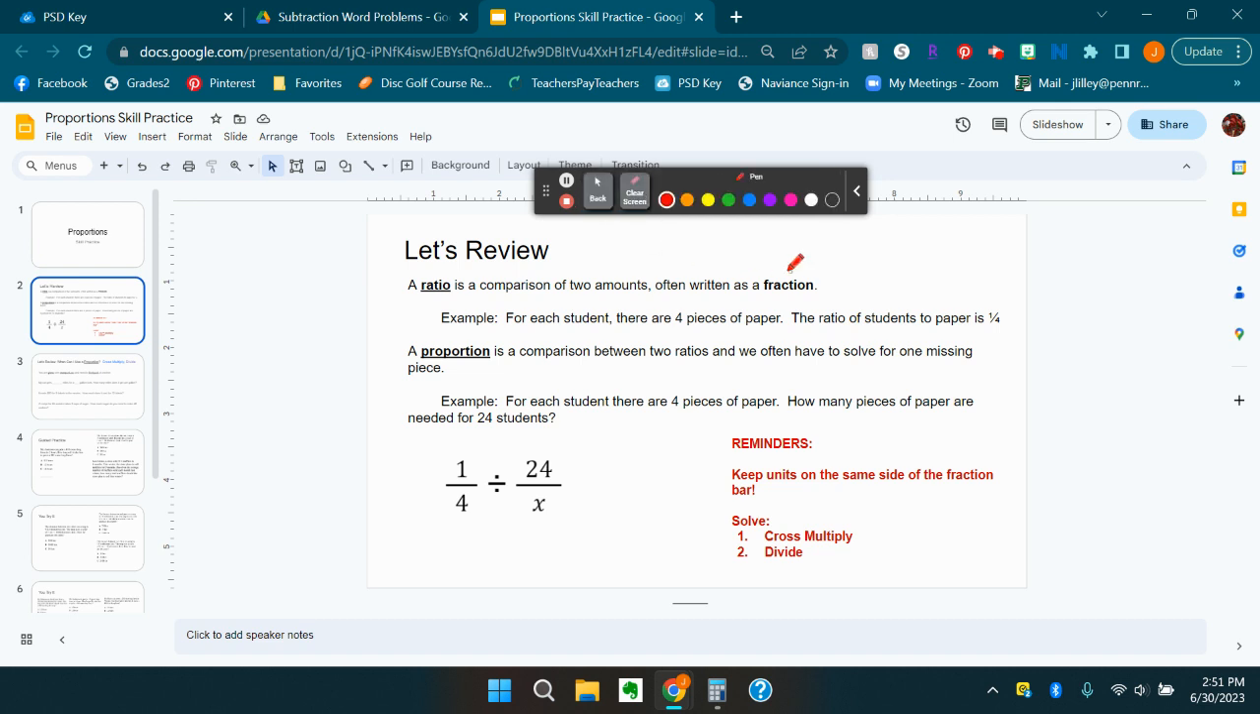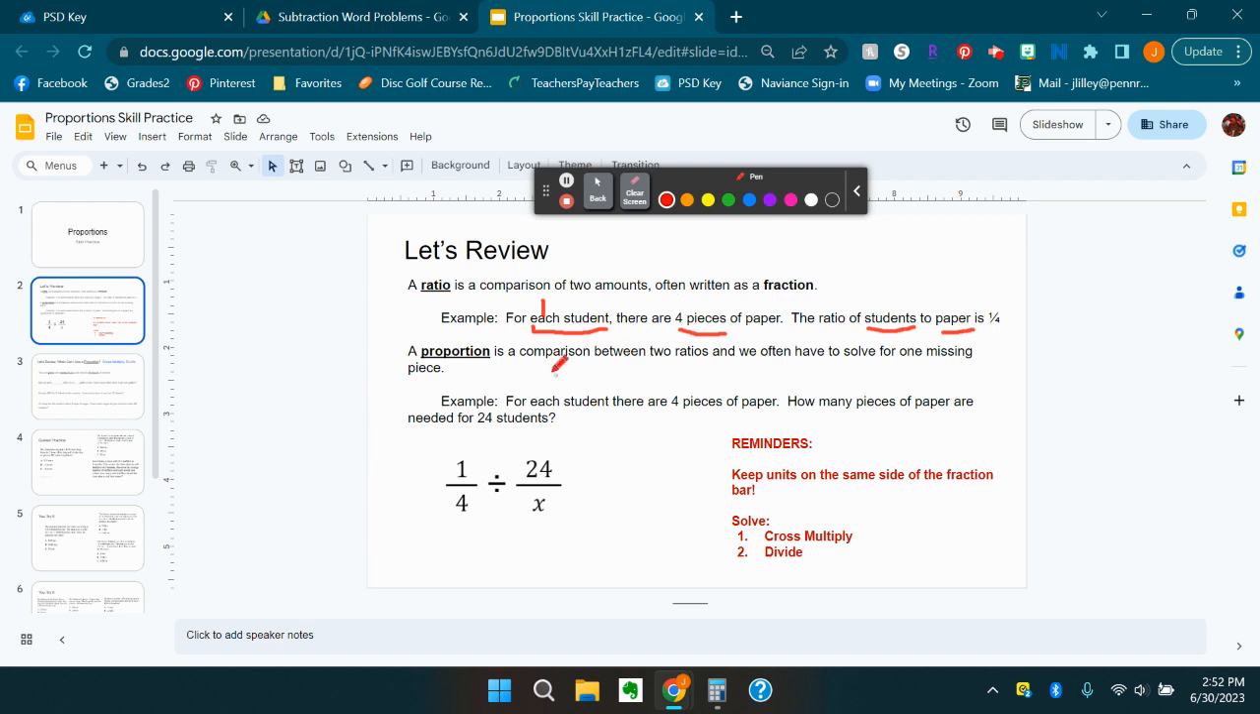So let's review. A ratio is when we compare two amounts and we usually write it as a fraction. For example, for each student, we have 4 pieces of paper. The ratio of students to paper is 1 to 4. Remember that the word each or per means the number 1. So for every one student, there are 4 pieces of paper. So the ratio is 1 to 4.